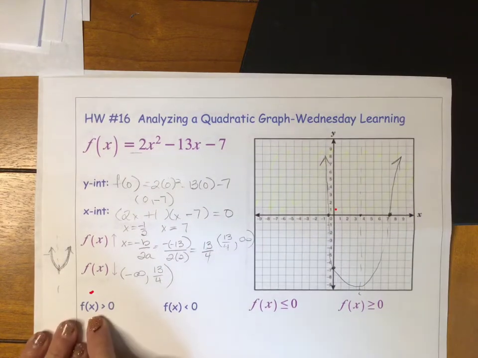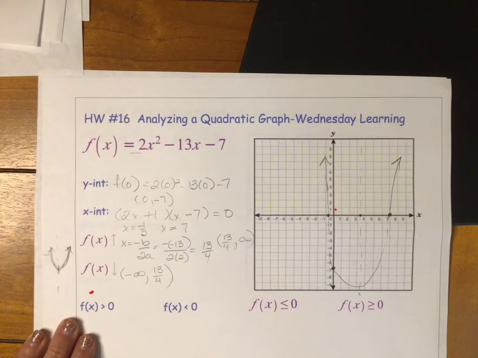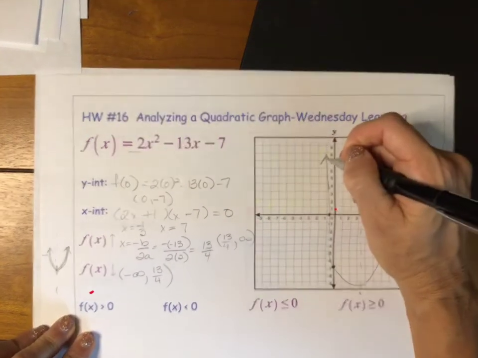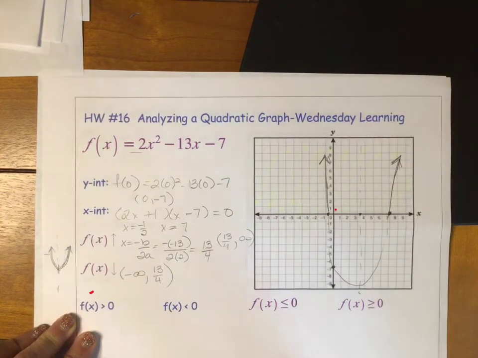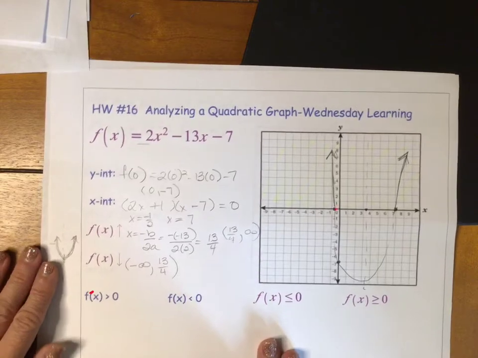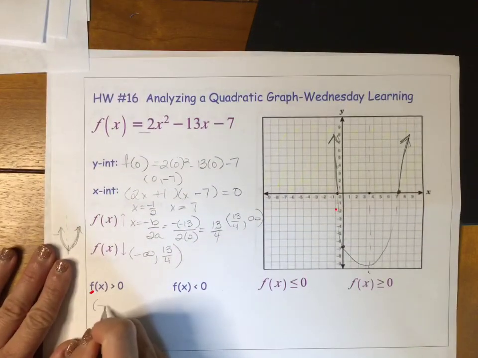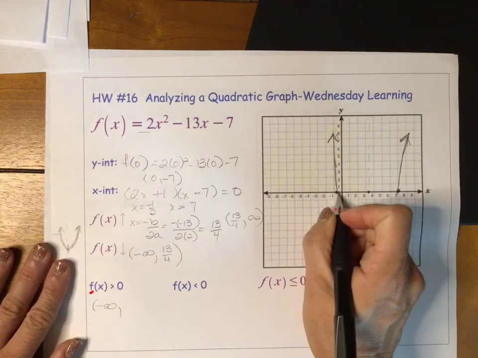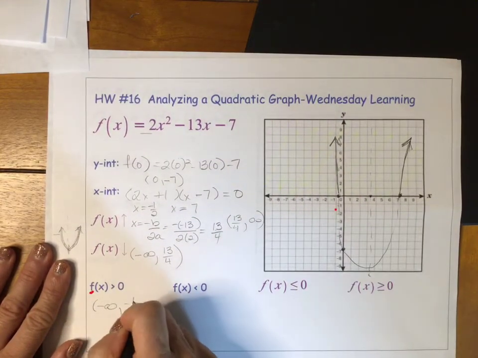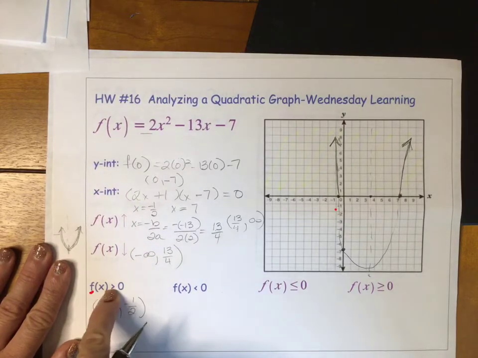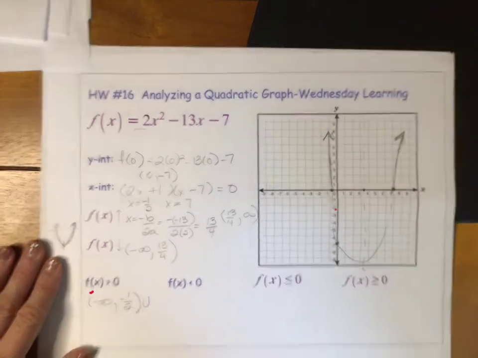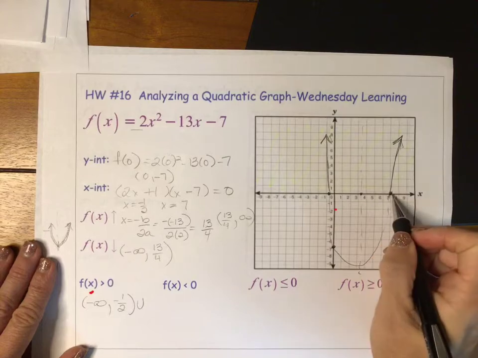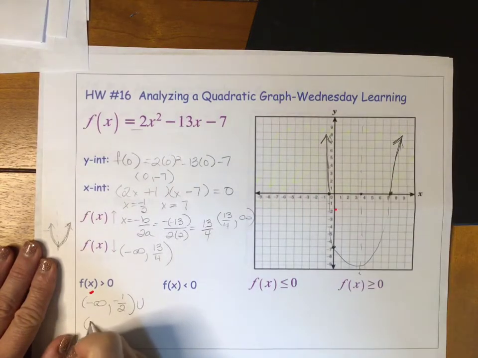All right, so when I ask, where is f of x greater than 0, or where are my y values greater than 0, above the x-axis, we have this section here and this section here. Those are both above 0. So I can describe those with interval notation, saying negative infinity up to my x-intercept there, which is negative 1/2. I'm not going to include it because it doesn't say I'm equal to 0. And, or union with, starting here at my x-intercept of 7 up to infinity.